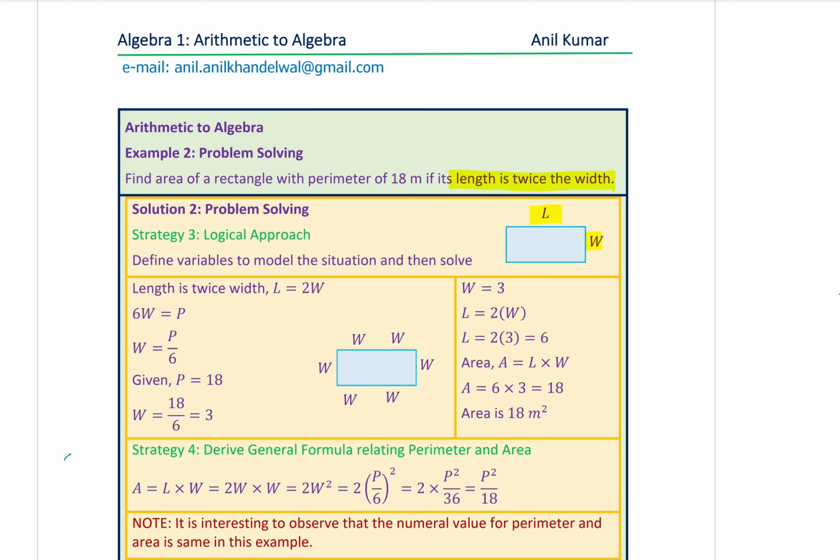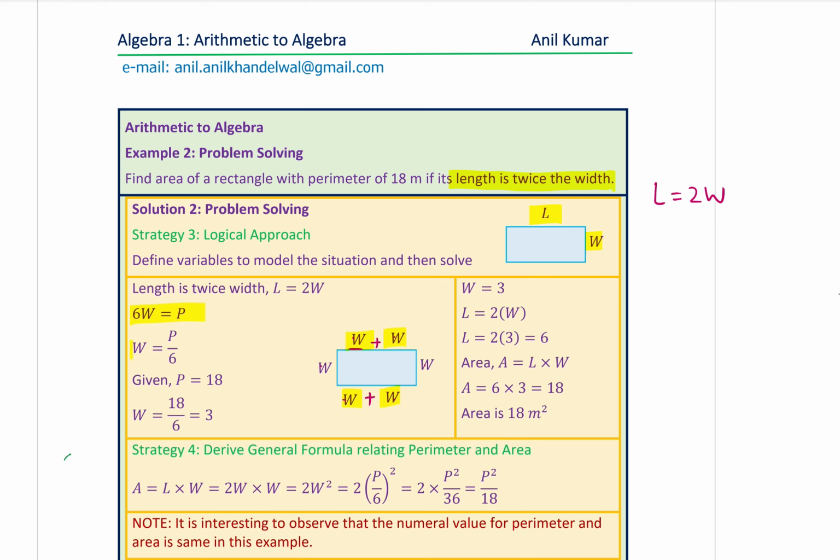Since length is twice the width, I could write two W's on the length side, correct? I could write length is twice the width, we know. Okay, so length is twice the width, and therefore, I could write W plus W, that is twice the width. Now, what is the perimeter? Clearly, perimeter is 1, 2, 3, 4, 5, 6 W's. Wow. So we have a perimeter which is 6 times the width.